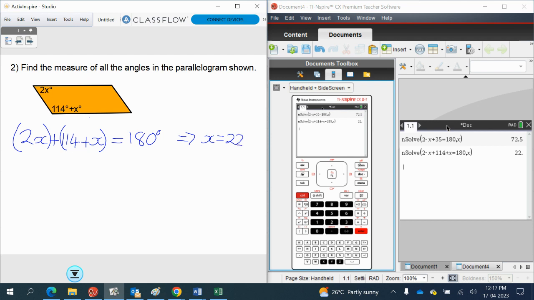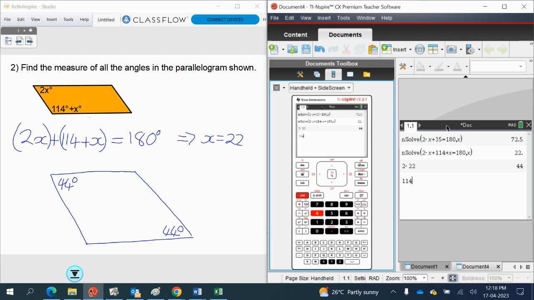Read the question again. Find the measure of all of the angles in the parallelogram. So let's sketch up the parallelogram like this. This angle here is going to be 2x, so 2 times 22. So it's going to be 44 degrees. This one's going to be the same. The other angle is 114 plus 22. So 136 for this one, 136, and this one has to be the same.